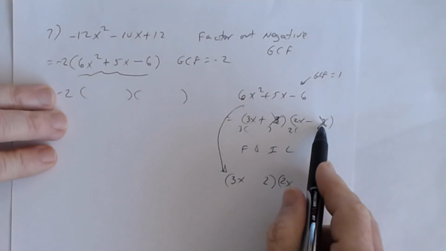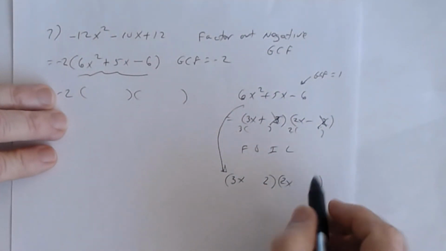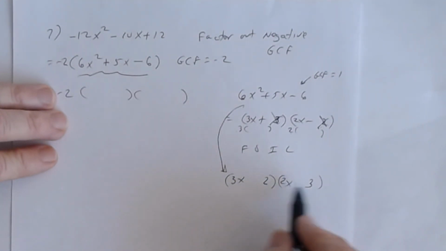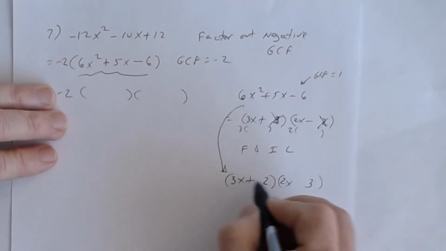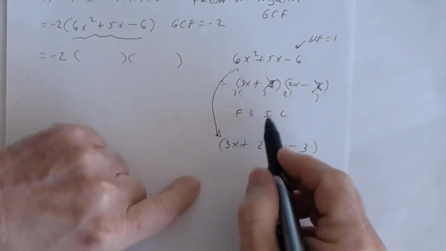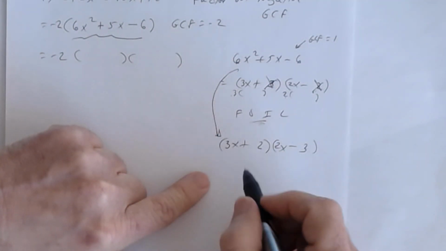Instead of putting the 2 with the 2x, put the 3 with the 2x. Because notice the GCF here is 1, the GCF here is 1, and that GCF is 1. Now let's do the plus and the minus again. Now let's check it. Always check. Check the outer and the inner.